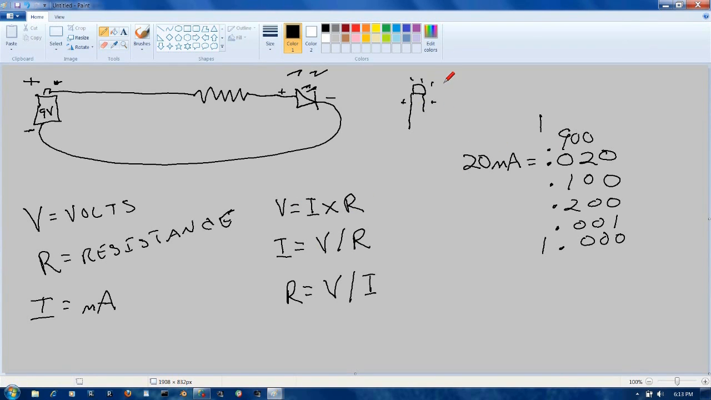Okay, so now from our data sheet, we know that this LED here will take 20 milliamps. So we know we have 9 volts, and we know we have 20 milliamps. So we need to know what we need to put here for a resistor. So we have our resistor here, which is volts divided by milliamps. I know that inductance drives me crazy. So we have 9 volts, and we divide that by 0.020.